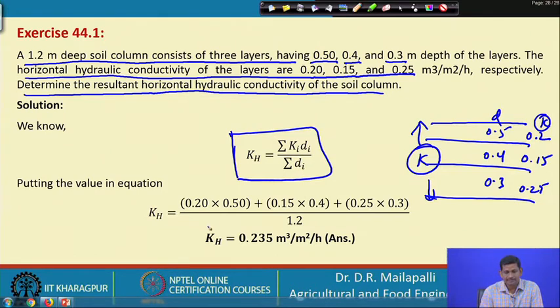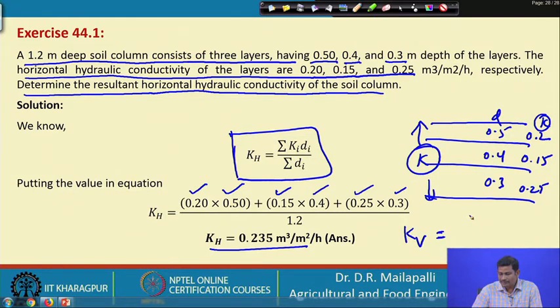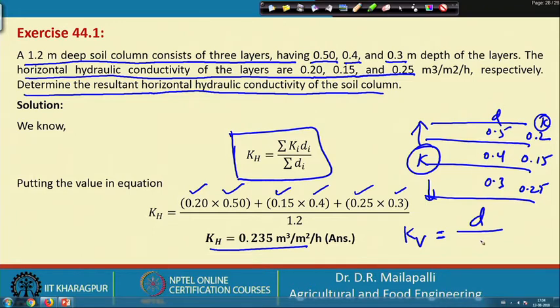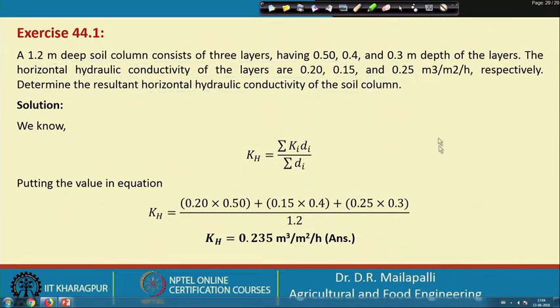So, simply put the values 0.2 into 0.5, and 0.15 into 0.4, 0.25 into 0.3, divided by the total of 1.2, and KH is 0.235 meter cube per meter square per hour. If this is the horizontal, then KV, the vertical, will be d divided by the sum of di by ki. So this is the vertical hydraulic conductivity if you have other layers.